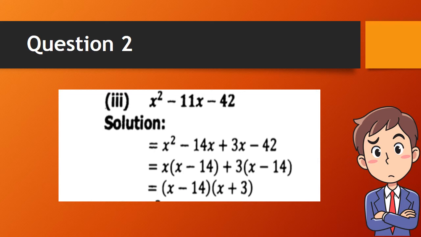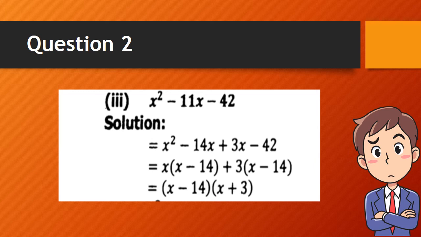Part number 3 is based on part number 1. You have x square minus 11x minus 42. Now you can check that the third term is 42, which is not a perfect square, so we will be applying midterm method. So 42 multiplied by 1, the constant of the first term, will give you 42. So you will make the factors of 42 such that by adding or subtracting them you will get minus 11. So minus 14 plus 3 will give you minus 11, and 14 multiplied by 3 will give you 42.